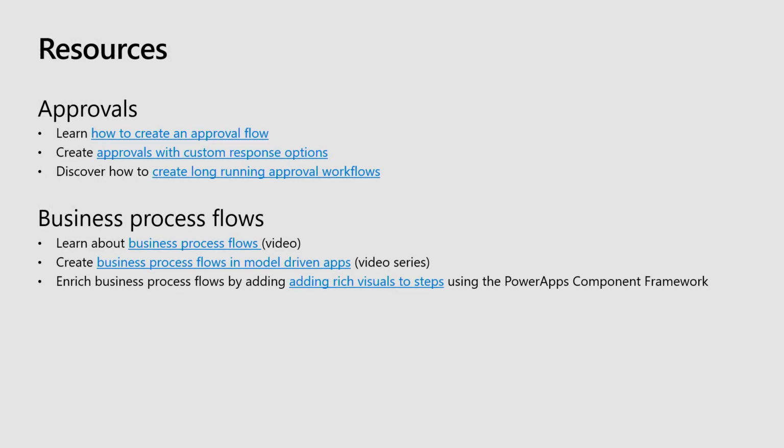To help you get started, I have a whole bunch of resources here, from how you build your first approval, to how you create approvals with custom responses, and if you run into long-running approval processes that happen over, say, months, how you can build those. Similarly, for business process flows, we have a video series on YouTube that guides you through building embedded business process flows, from customizing the entity to building model-driven apps to putting the business process in it. We also have our guide on how you can participate in the preview to add rich controls to your business process.